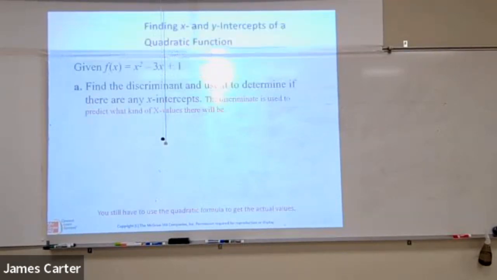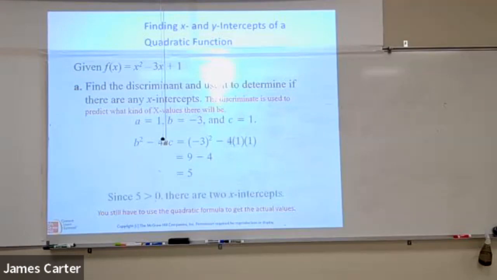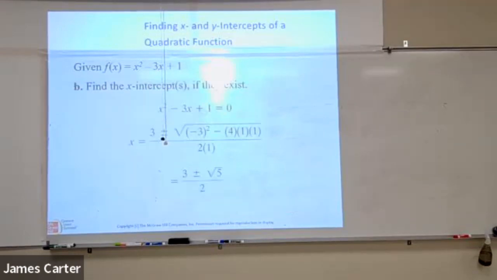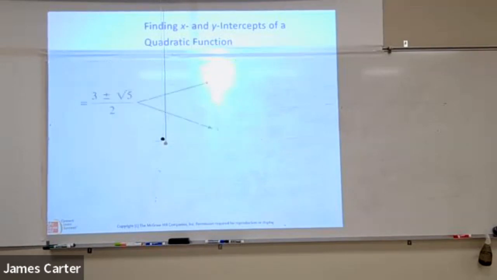There's just more practice problems on. Here's one. In this case, discriminant, you get an answer of 5. What does that tell you? 5 is an imperfect square. So you're going to get 2 irrationals or 2 radical answers.